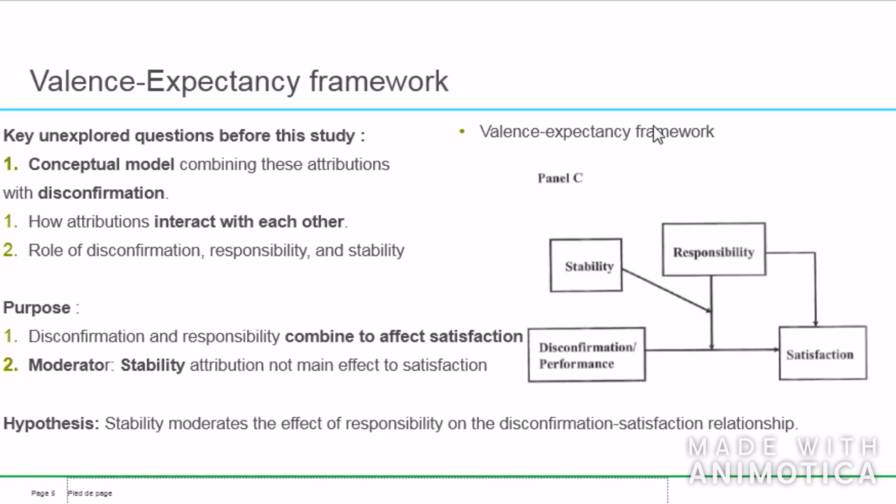When you look at the diagram, we can see that stability becomes a multiplicative effect on responsibility. Responsibility becomes stronger when there is a stable cause, and weaker when there is an unstable cause. This is where the positive or negative disconfirmations take place. When there is a positive disconfirmation, the satisfaction becomes higher, and when there is a negative disconfirmation, the satisfaction decreases.